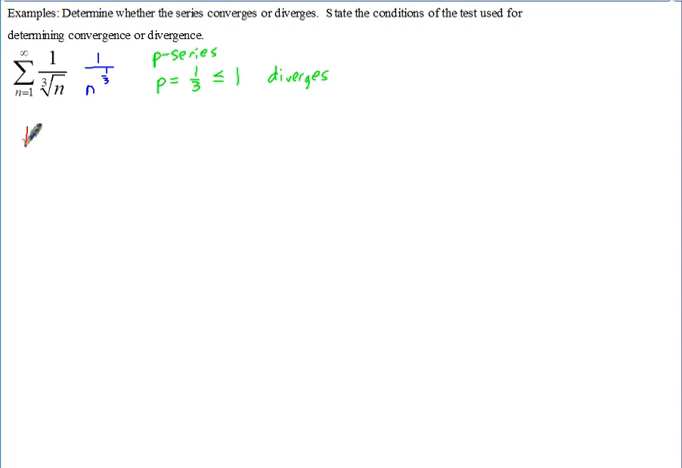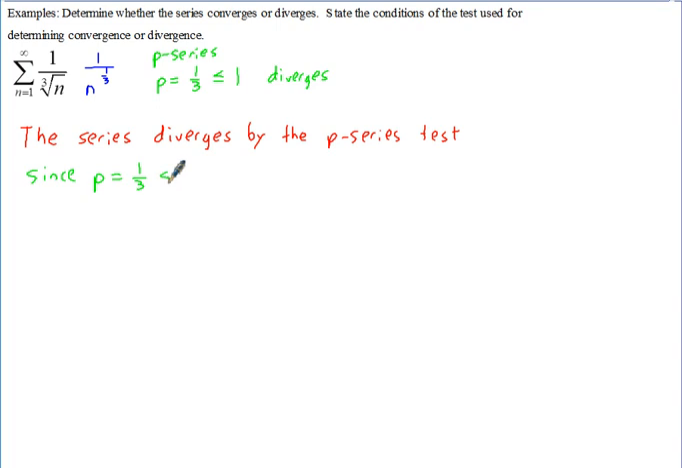So we can say this series diverges by the p-series test. And then let's state the conditions of the test since, we kind of wrote it already, but since our p-value equals 1/3, and that's less than or equal to 1.